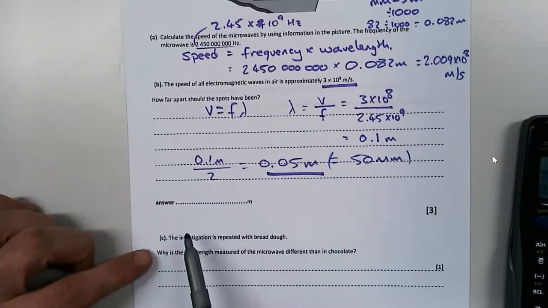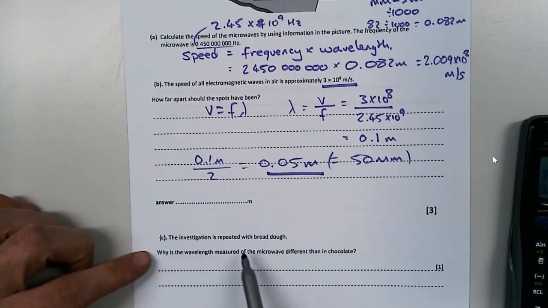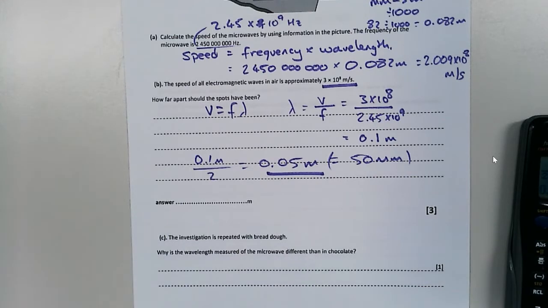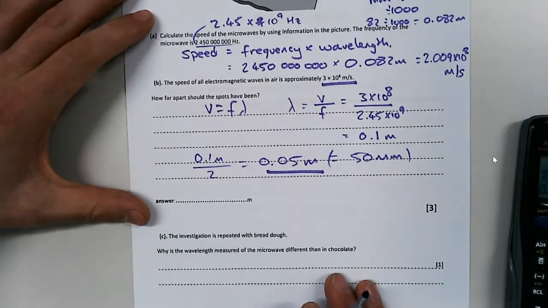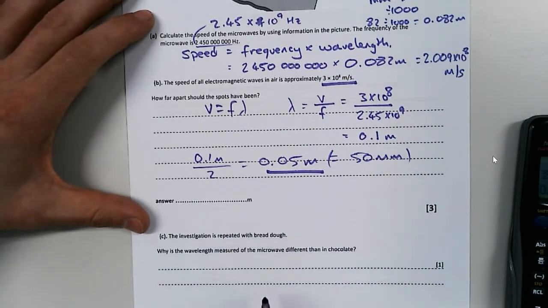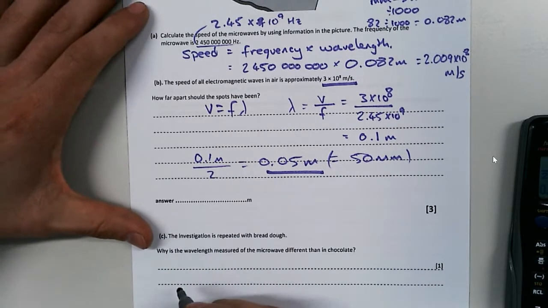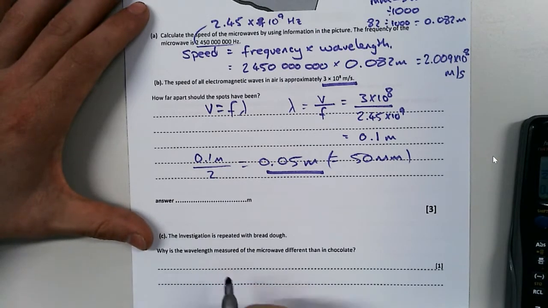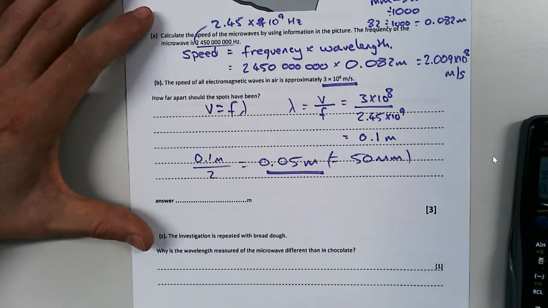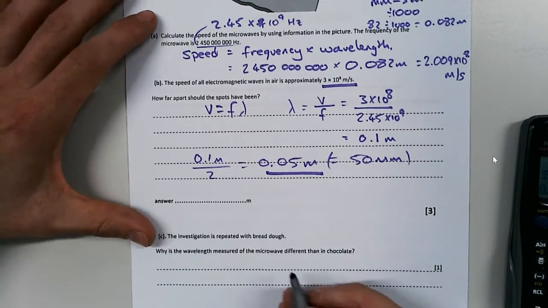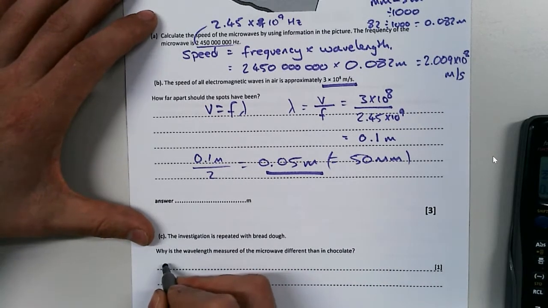Okay, the investigation is repeated with bread. Why is the wavelength measured of the microwave different than in chocolate? This is quite a tricky question, because it requires you to link what's going on here to something that all waves do, which is refraction. All waves will refract, which means that they will change their speed and therefore they will change their wavelength in a different material.